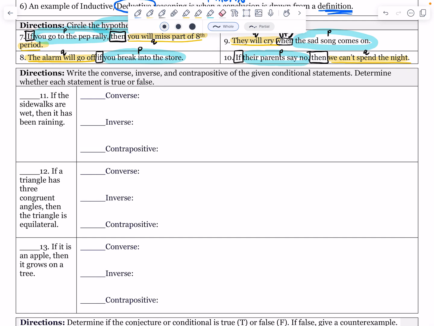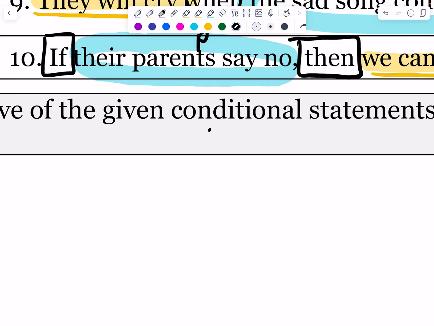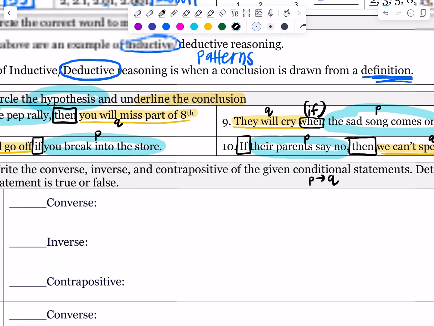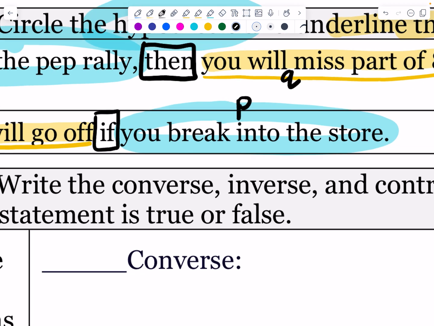All right, friends, Chapter 2 quiz review, numbers 11 through 13. It says, write the converse, the inverse, and the contrapositive of the given conditional statements, and then just determine if they are true or false. Remember that our given conditional is our OG. It is in alphabetical order. If P, then Q. So what is the converse?